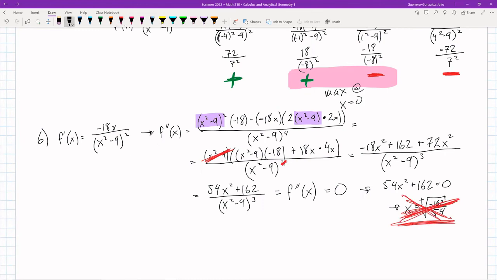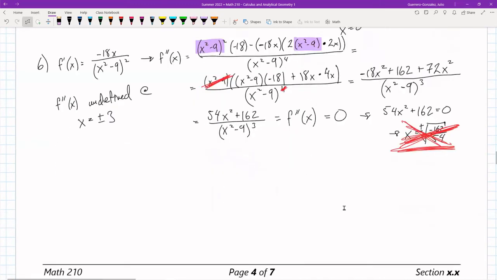There are two other inflection points though. So remember, inflection points are when the second derivative is equal to 0, right? Or when the second derivative is undefined. So there's always that little bit of undefined that people forget, right? Okay, so f double prime of x is undefined at x equal positive and negative 3 because of the denominator. Okay, so we've got everything we need now.